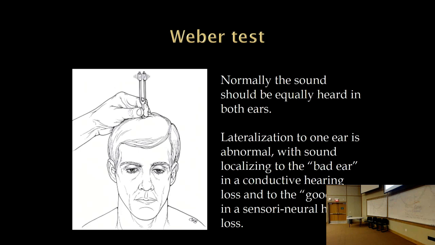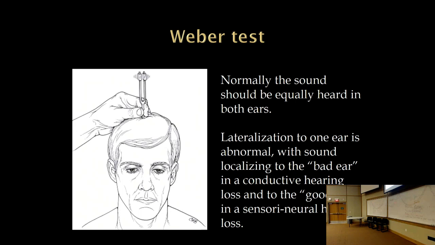Okay, with sound localizing to the bad ear in a conductive hearing loss, and we can simulate that. If you just put your finger in one ear, you've just caused a conductive hearing loss. Right now, if you were to hum, because you block out all of the external sound, you're going to hear it louder in that ear. Right? So you may need to go home in a quiet room and prove that to yourself later, but the sound will localize to the bad ear in a conductive hearing loss.